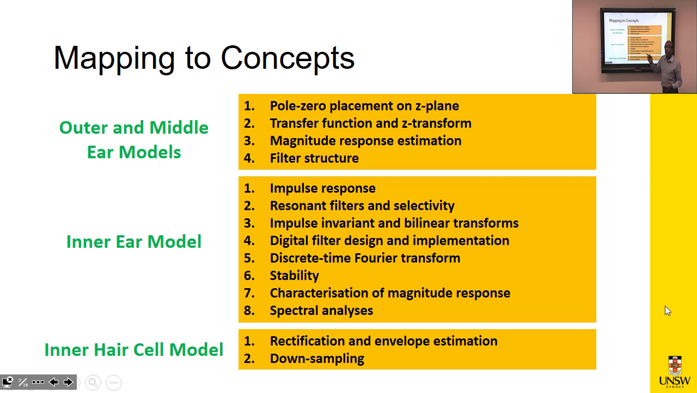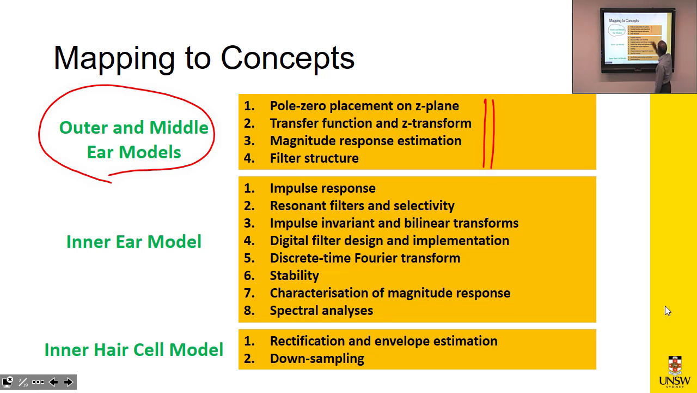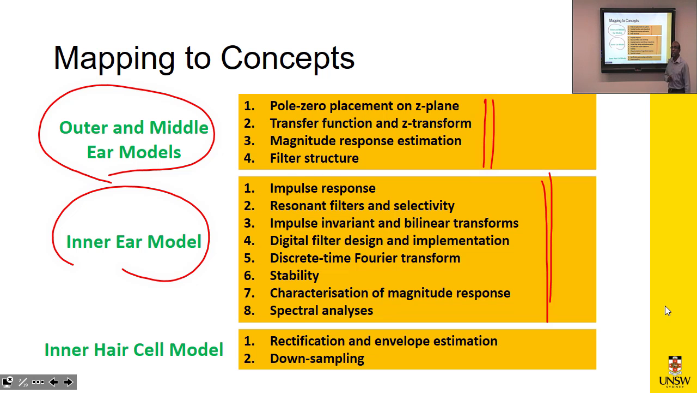So if we map our curriculum into this project, the first part, outer and middle ear, covers these four sections, and then the inner ear model basically covers the implementations of all these sections in the DSP course, and then the inner hair cell model, mainly a little bit of nonlinearity comes into play, rectification, followed by downsampling, which is the multi-rate processing that we do. Input signals are at 48 kilohertz, the output is at about 50 hertz or 60 hertz, and they need to know how to do the downsampling, and this project provides all those opportunities for that.